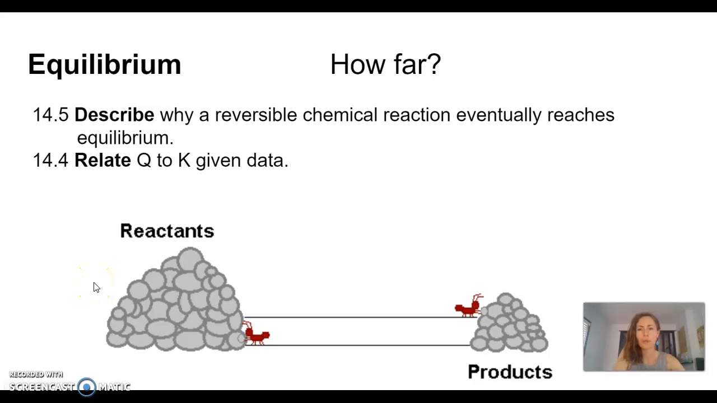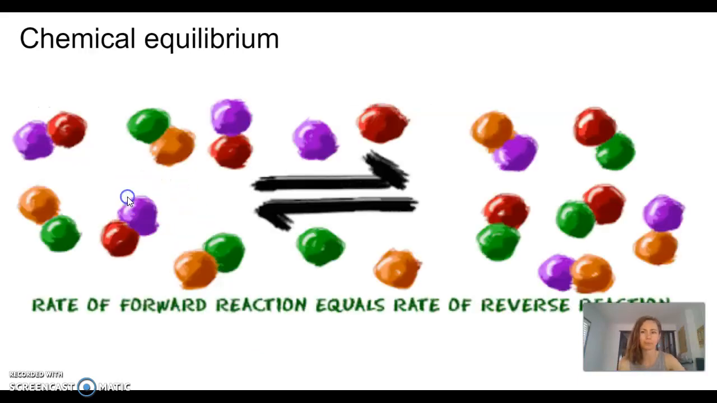All right, part 2, equilibrium, which is how far a chemical reaction is going to occur. We're going to describe why a chemical reaction eventually reaches equilibrium and then relate K and Q data to each other given data. So if you look at this picture of our ants working hard here, we have one ant taking from the reactants and going to the products, and we have one ant going from the products to the reactants. If they keep doing this at an equal rate, they would be at equilibrium.